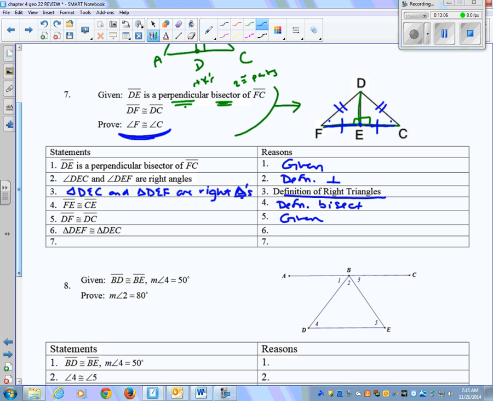We could say the two triangles are congruent by HL because we have hypotenuse here, hypotenuse here, legs here, and the right triangles there. Now we could say angle F is congruent to angle C by CPCTC.